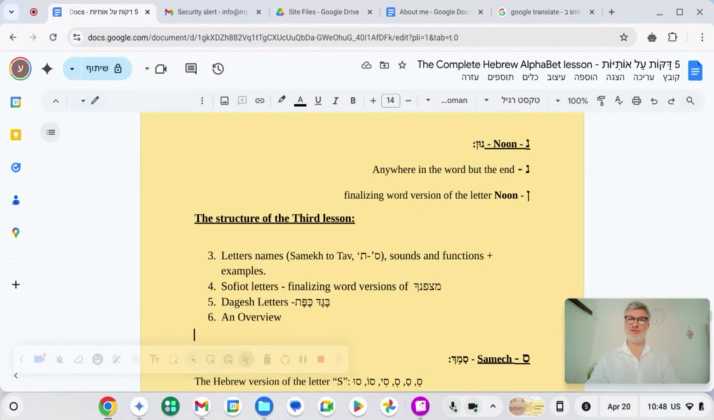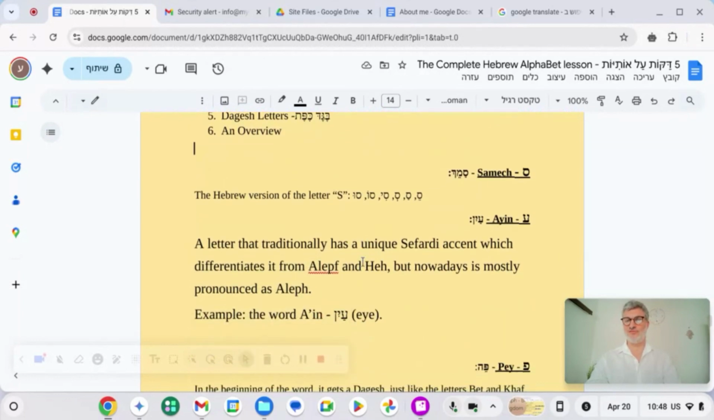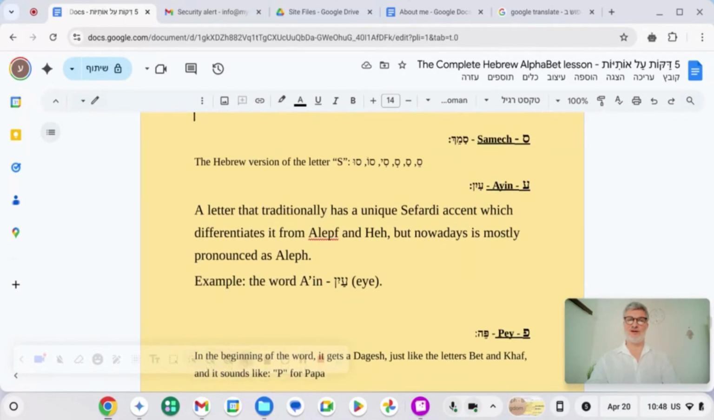Today we're on the third part of the complete Hebrew alphabet guide. Today we're going to cover the letters Samech to Taf, sounds, functions, and examples. We're going to cover Sofiot letters, finalizing word versions of the letters Matzpencha, Mem, Tzadik, Pei, Nun, and Kaf. We're going to go over the Dagesh letters, Beged, Kefet, and we're going to do an overview of everything that we have learned so far about Hebrew letters.